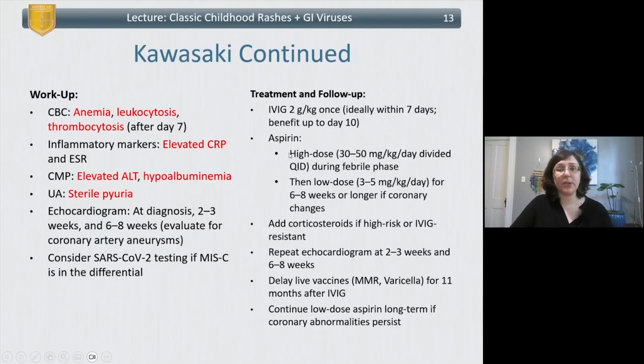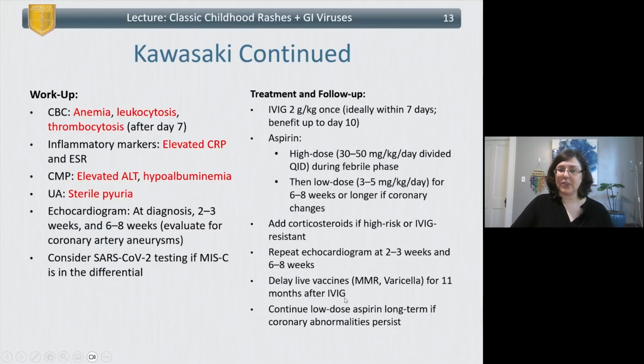And then aspirin is really important, especially in the cases of heart involvement, because you want to make sure that you're providing prophylaxis for those kids with increased risk. High dose during the febrile phase, then low dose for several weeks, or if there are coronary artery changes, consider adding corticosteroids. And then you need to make sure that you're repeating the echo in a couple weeks and then again in a couple months to make sure you haven't had interim development of a coronary artery dilation.